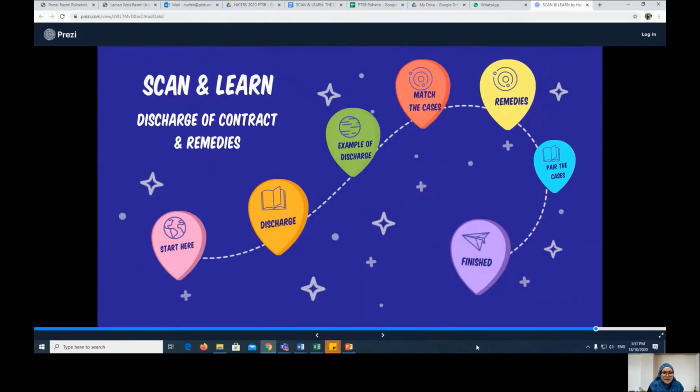This is the complete process of Scan and Learn, our teaching and learning innovation. After the students finish and complete the quest, they will submit the worksheet to the lecturers, and after that they will discuss together with the lecturer as well as the students about the result of the quest.